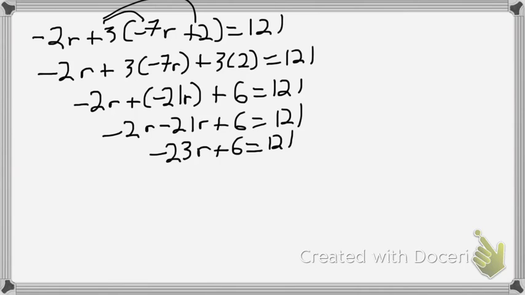So what we're going to do is we're going to go, okay, we need to get to the inverse or the identity property of addition. That means we need to get negative 23r plus 0. We're going to do that by using the inverse property.